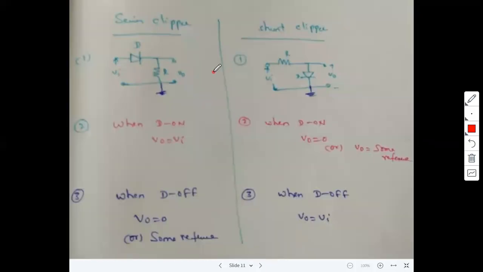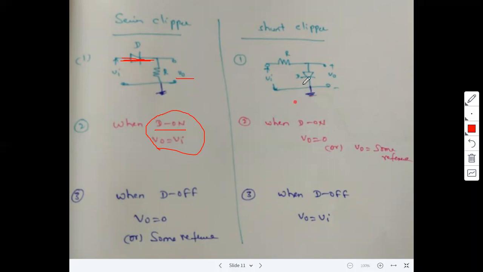Okay, these are the simple comparisons between the series clipper and the shunt clipper. This is a series clipper, the diode in series with the input. This is a shunt clipper, the diode in parallel with the input. Now the important one: when the diode is on in a series clipper, consider the ideal diode. When the diode is on, it behaves like a short circuit. V naught is equal to Vi. This is important. In a series clipper, the output follows the input when the diode is on.